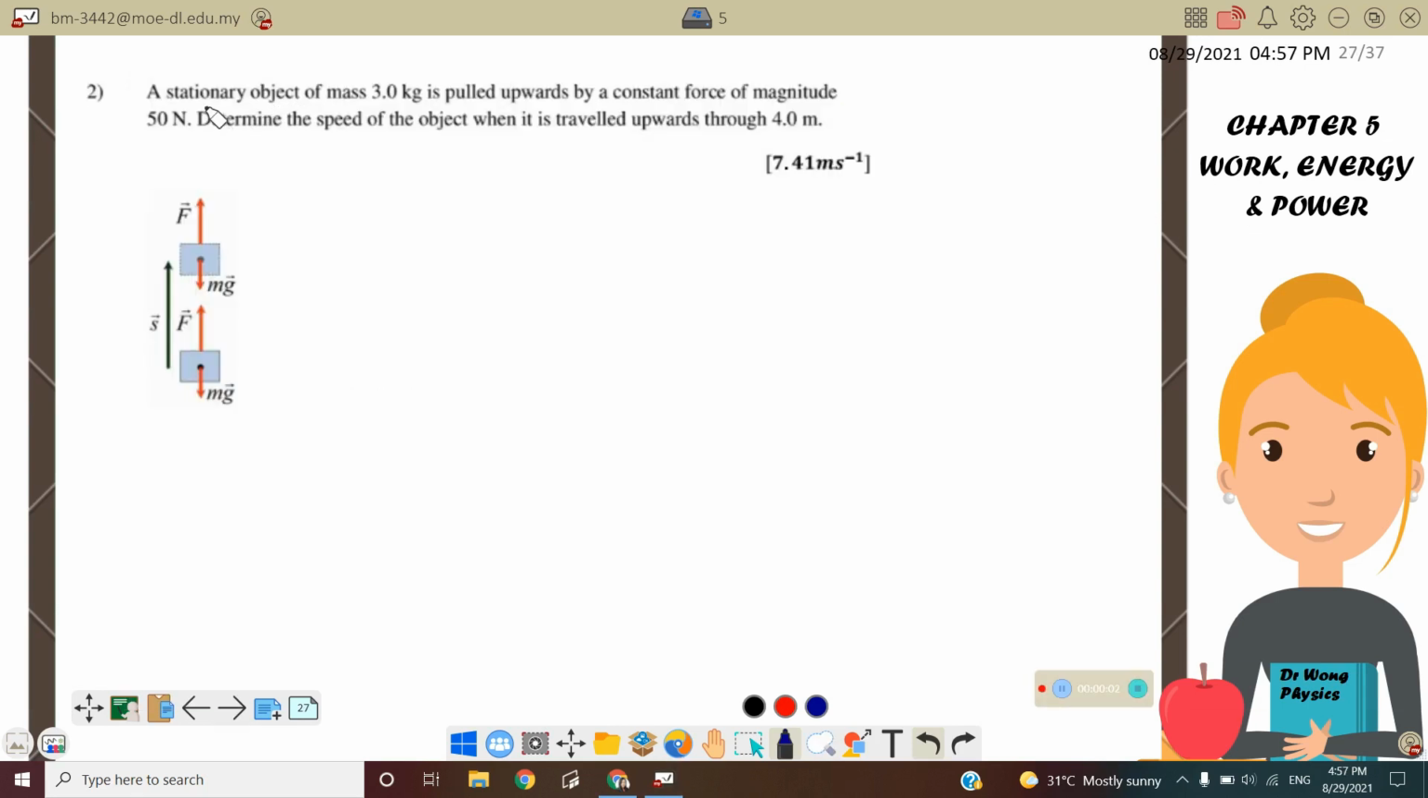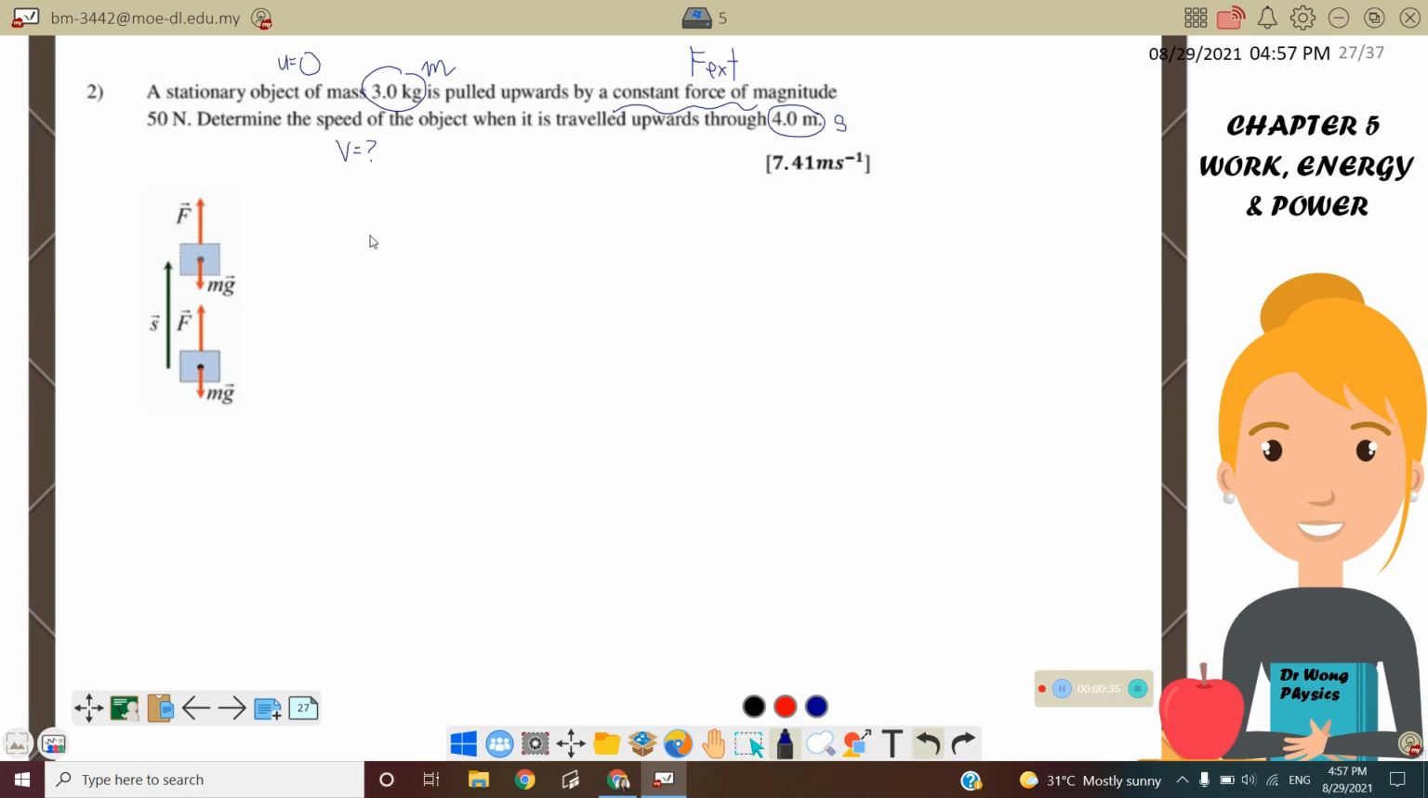Question number 2. A stationary object, u equals 0, with mass 3 kg is pulled upward by a constant force of magnitude 50 Newton. This constant force is F external because it is a pulling force. Determine the speed of the object, V, when it has traveled upward through 4 meters. This is the displacement. So we have u, m, and F external, and we want to find the final velocity when it reaches 4 meters upward.